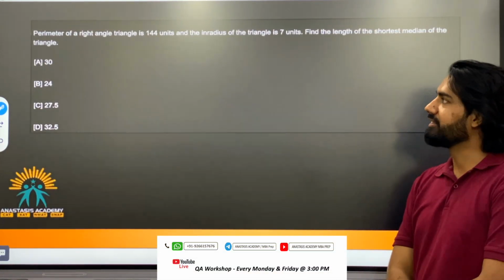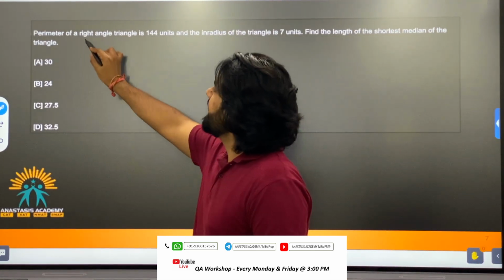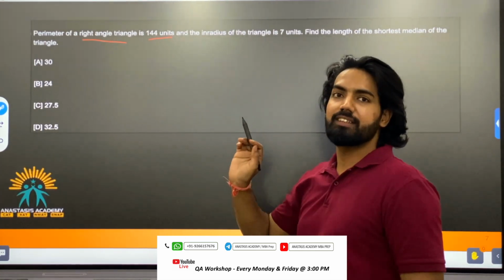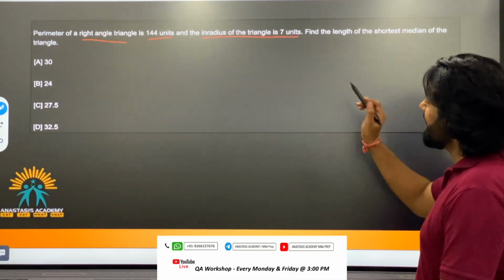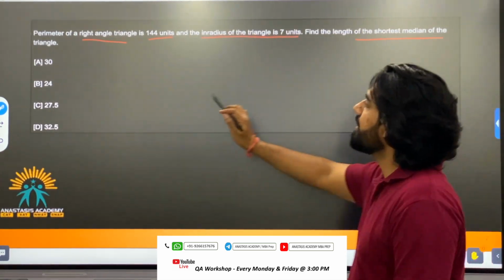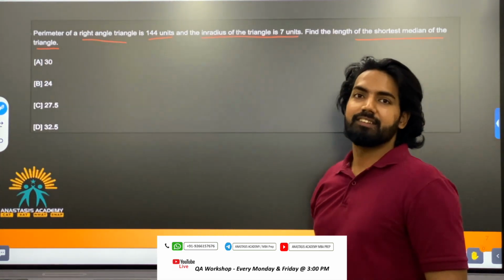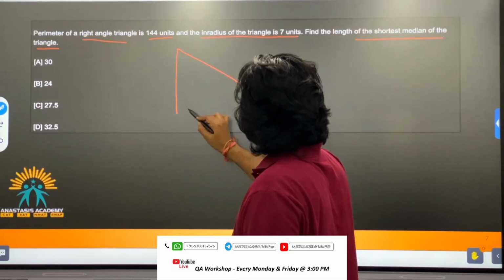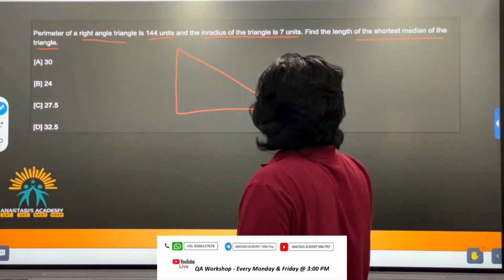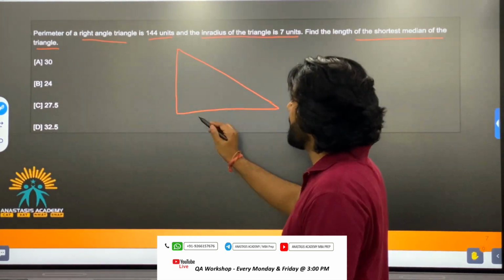Let's solve this question. Perimeter of a right angle triangle is 144 units and the inradius of the triangle is 7 units. Find the length of the shortest median of the triangle. Right? So there is this right angle triangle. Perimeter of this triangle is given as 144.